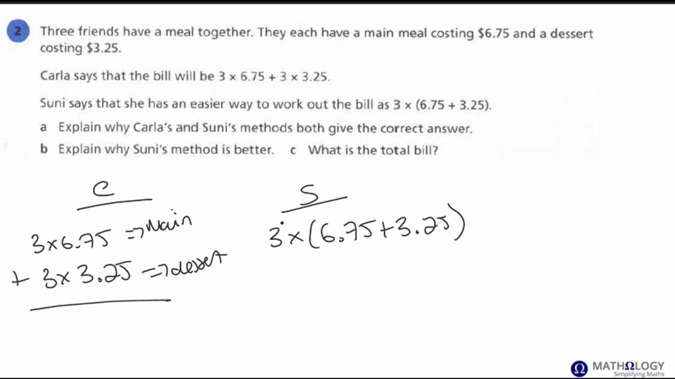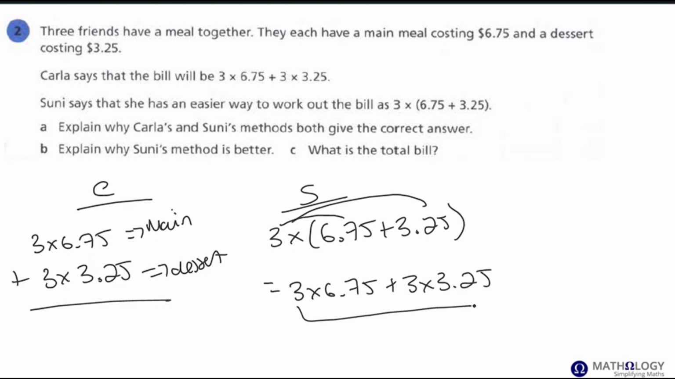If we multiply 3 times 6.75 using Suni's method, if we just multiply that out, 3 times 6.75 plus 3 times 3.25, we are essentially getting the expression that is in fact Carla's calculation. So it's exactly the same thing. That's why they both give the correct answer. It's just the same thing written in a different way. Explain why Suni's method is better.